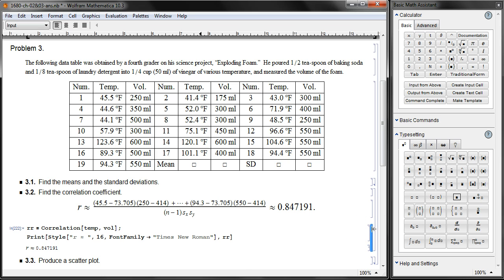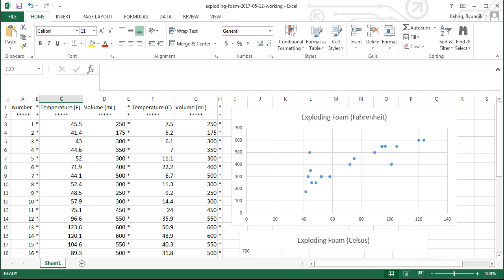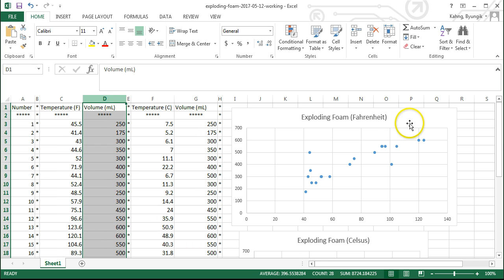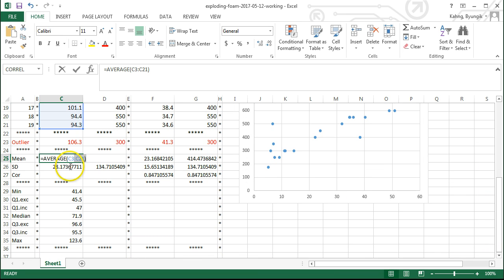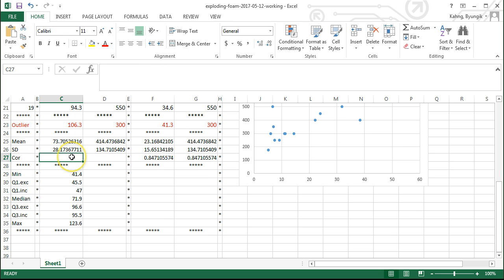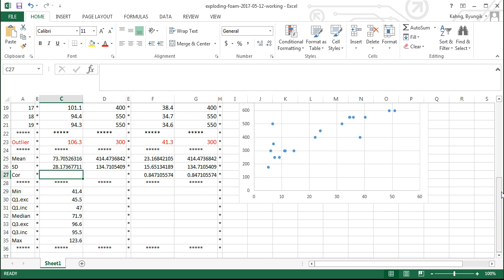Now, not everybody has expensive software like Mathematica, so let me show you a more standard way, that is MS Excel. Now let's go back to the same data set we discussed before: temperature and volume. We use this Excel spreadsheet to calculate the mean, standard deviation, five number summaries and so on. A couple of blank spaces here are for correlations. So let's calculate the correlation with MS Excel.